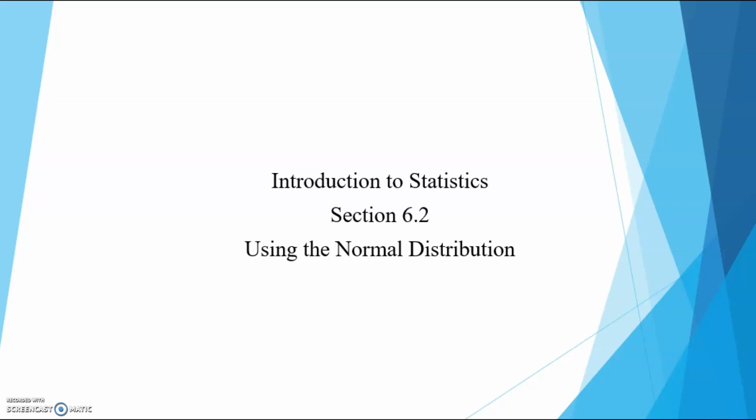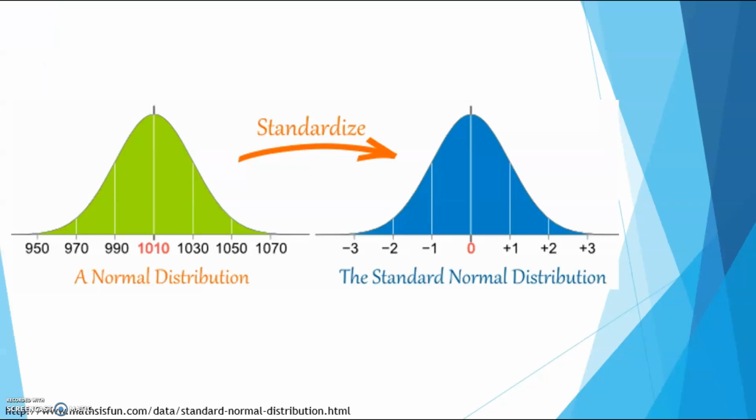All right, section 6.2. Now we're going to actually use the normal distribution. We already said that in order to go from a normal distribution to a standard normal distribution, we need to use this formula right here, x minus mu divided by sigma. All of these numbers in a normal distribution are your x values. Once you put each number through this z-score formula, they're not x values anymore. Now they're z-scores.